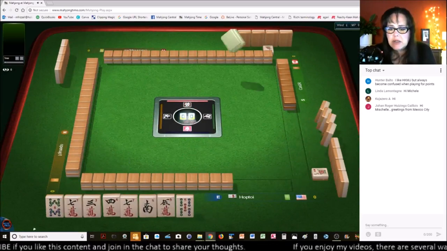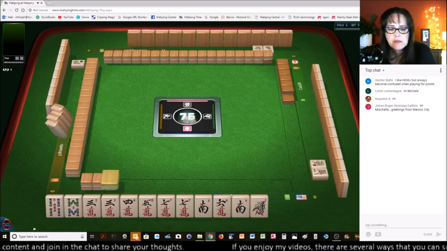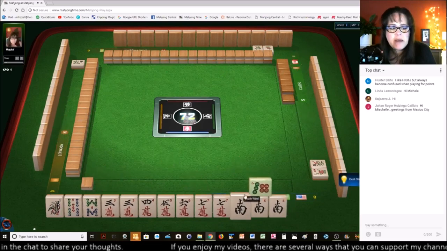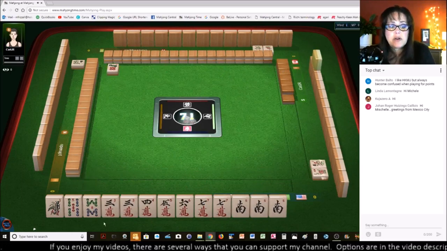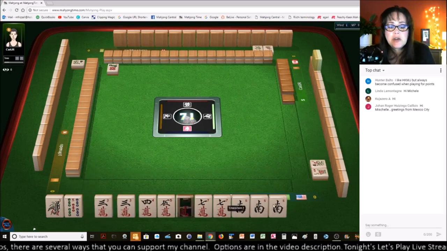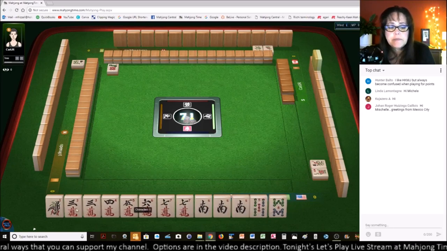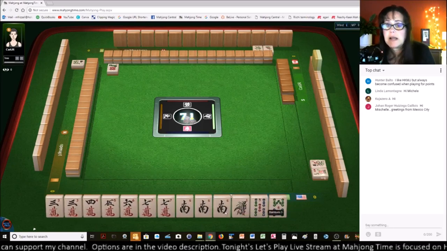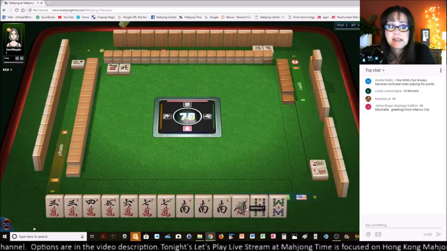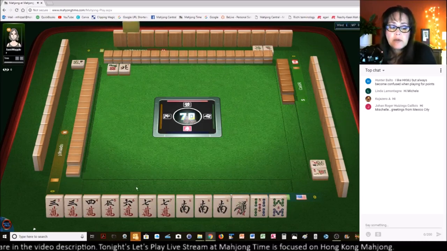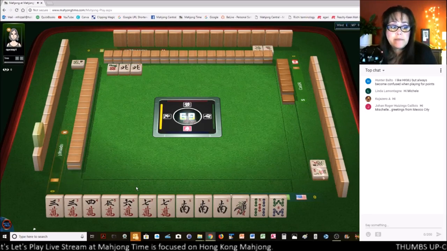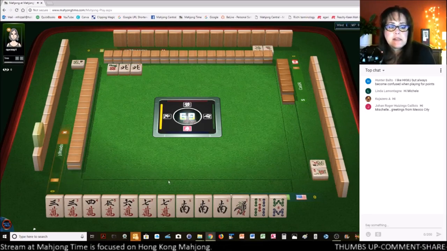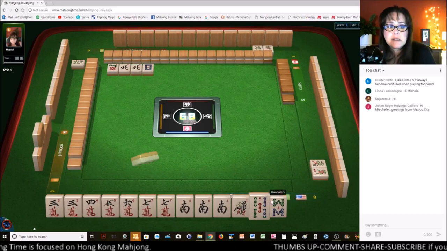All right, let's see how it goes with this round. So here we have a lot of cracks and a pung of south already. We do have two pair and a chow. I think we should try for a half flush here. All these bams here are isolated, so those won't be helpful as is right now. We have no flowers right now, so half flush and no flowers would be four fan. Let's see if we could pung and draw in some more cracks.